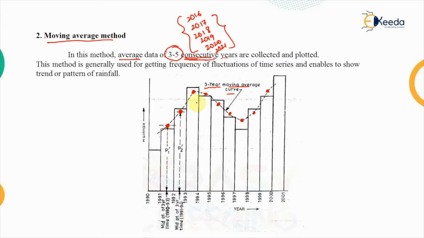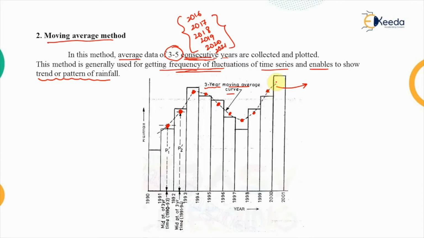Now what is it helping us with? What advantage is it providing? This method is generally used for getting the frequency of the fluctuations, that is, how many fluctuations there are from the average value of the time series, and it enables us to show the trend or pattern of the rainfall.